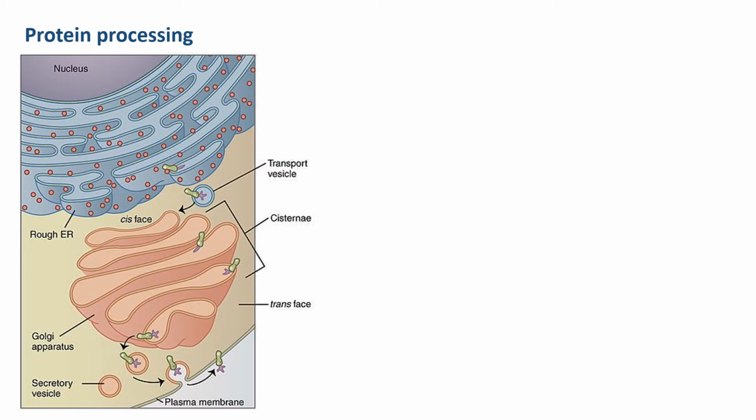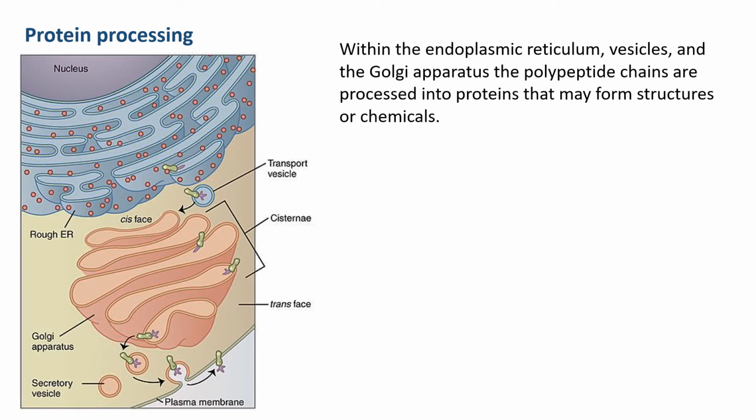So protein processing. Well, so far all we've got is a simple polypeptide chain. And if you think particularly in terms of structural proteins, we need to do quite a lot of processing to turn that into something useful. So within the endoplasmic reticulum, so further along in the smooth endoplasmic reticulum, and then within vesicles that bud off from the sarcoplasmic reticulum, and then within a structure called the Golgi apparatus, the polypeptide chains are processed into proteins that may form structures or chemicals.